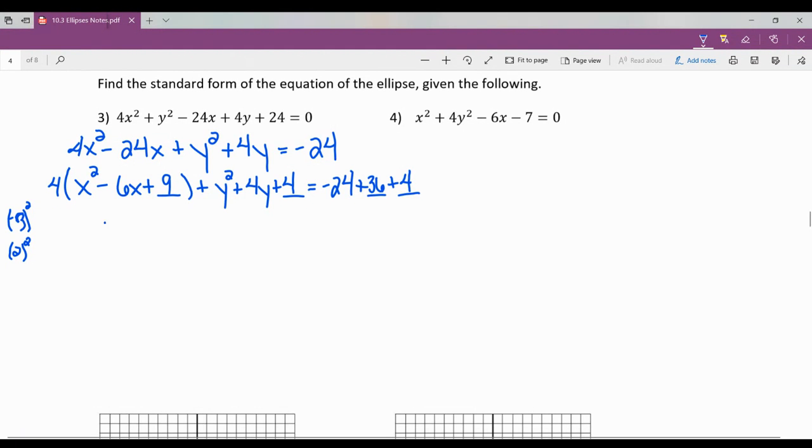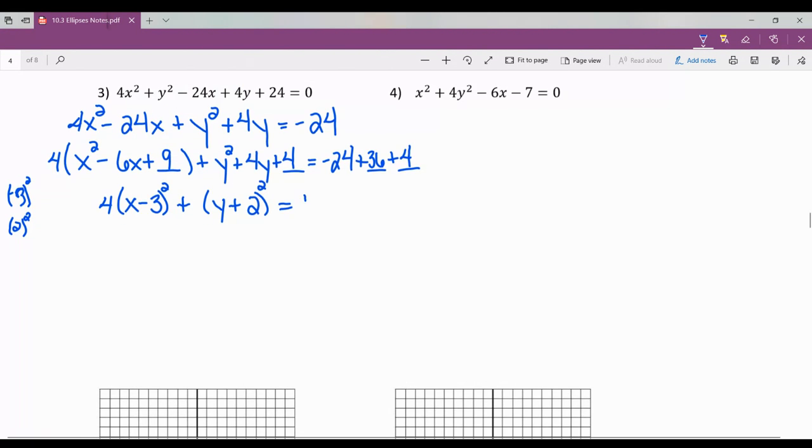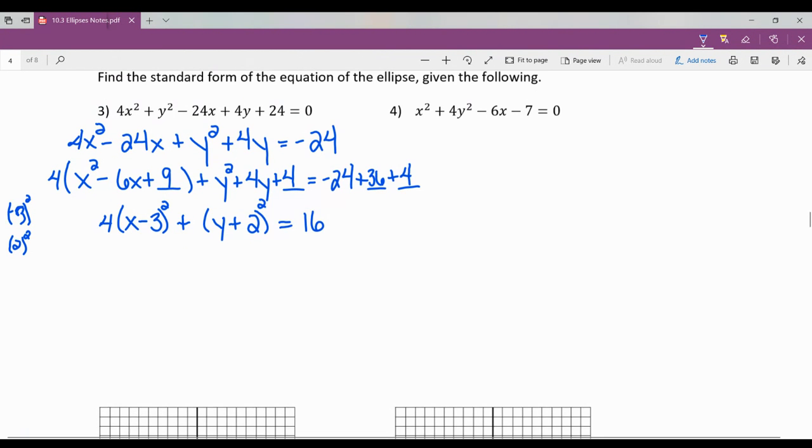All right, so we've got 4 times x minus 3 squared plus y plus 2 squared equals negative 20 plus 36, which is 16. So now it's looking a lot more like that standard form. The only thing is that it is not equal to 1. So I want this right-hand side to equal 1, so I'm going to divide every single piece by 16 so that it equals 1.